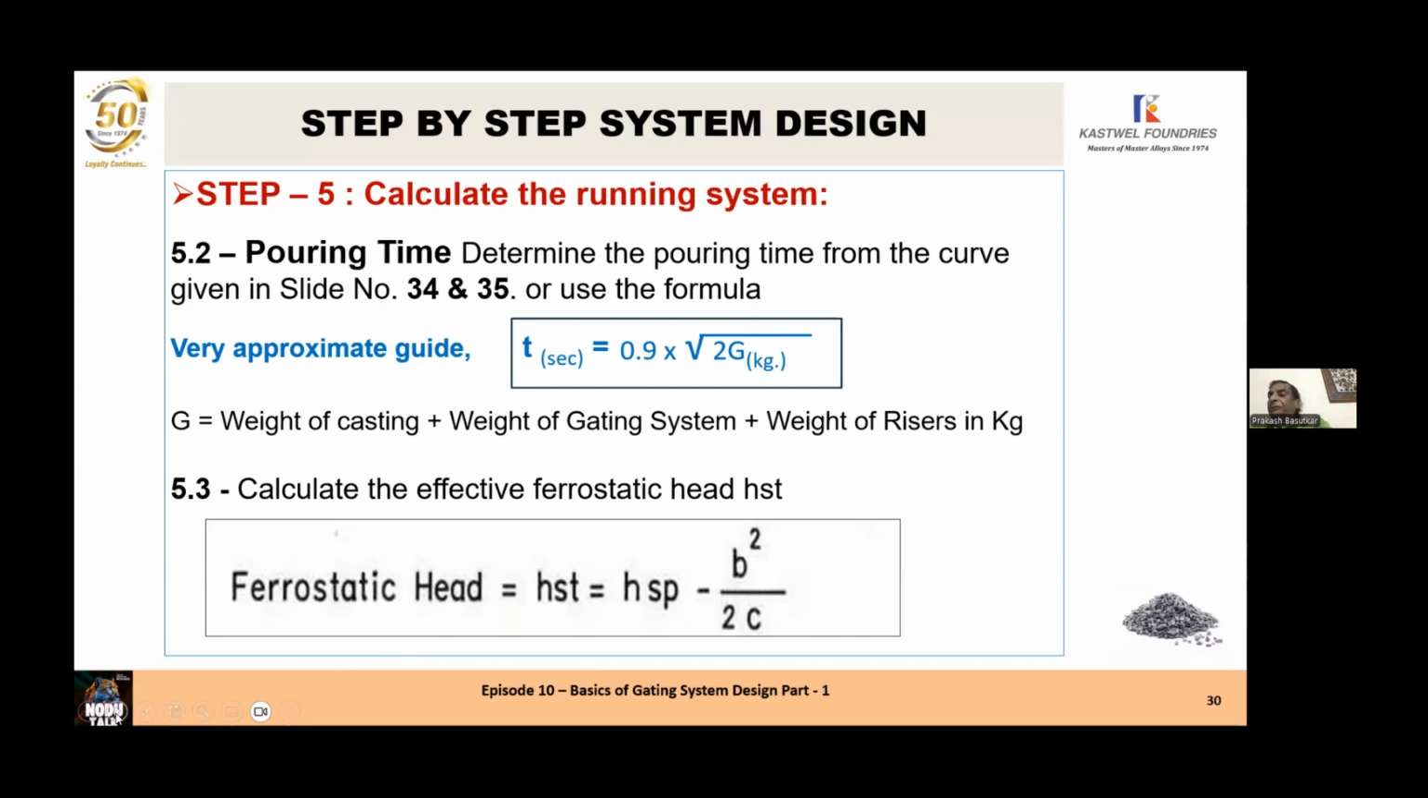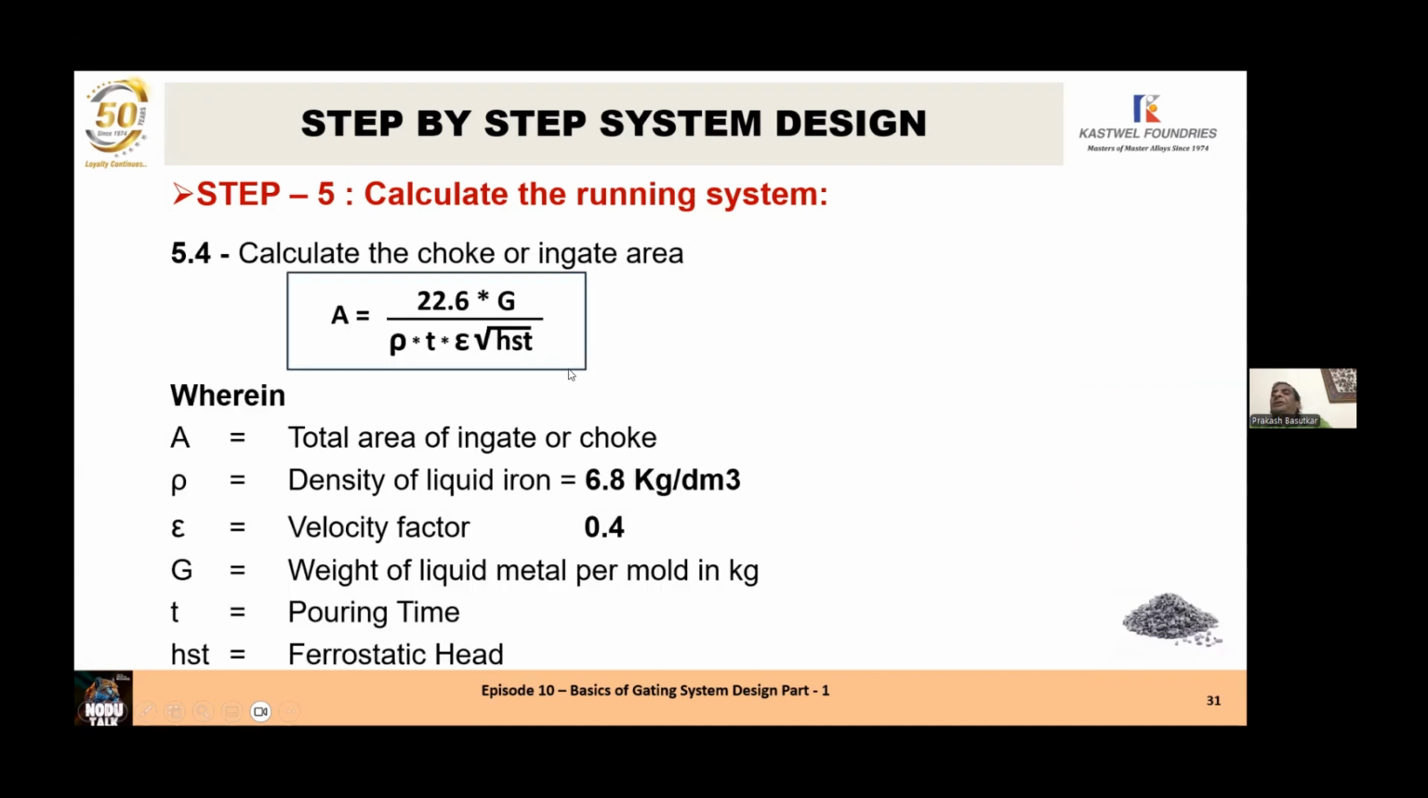We have given the formula for the choke area. This is the important formula which you have to use in calculating the choke area. The first thing we have to do is the choke area. The choke area is equal to 22.6 multiplied by G, which is the total weight of the casting or the metal in the mold, divided by rho, which is the density of liquid metal. For SG iron and gray iron, you can use a figure of 6.8 grams per cubic centimeter or 6.8 kg per cubic decimeter. Zeta is the velocity factor, which is a friction loss factor.